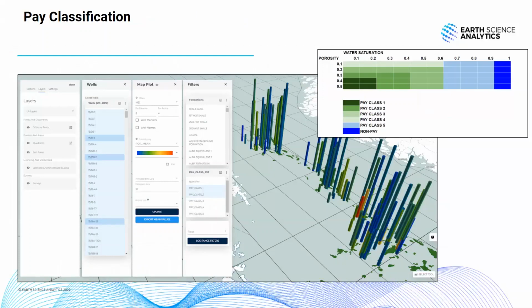I just want to talk about pay classification. What I've done here is I've taken our predicted porosity and our predicted water saturation curves, and I applied cutoffs based upon those two curves. The cutoffs I've used form, for example, pay class 1, 2, 3, 4, 5, and a non-pay class. You can see on the diagram to the top right the different pay classes I've done, and I'm going to be using these pay classes to extract the information that I would like.